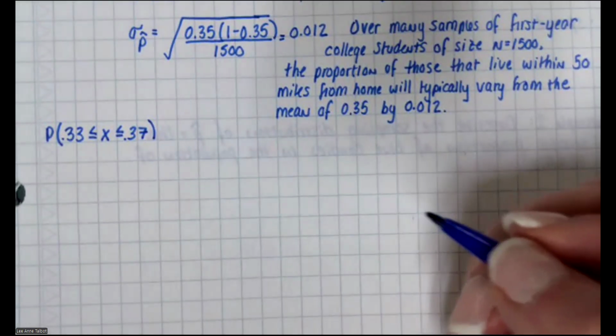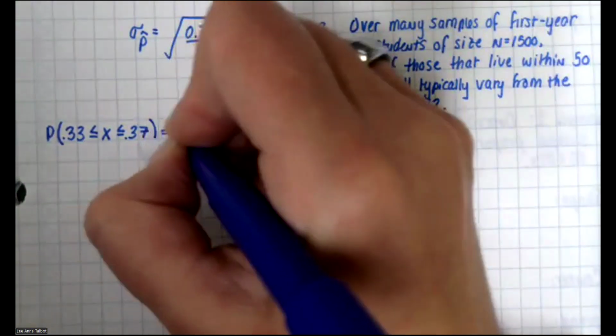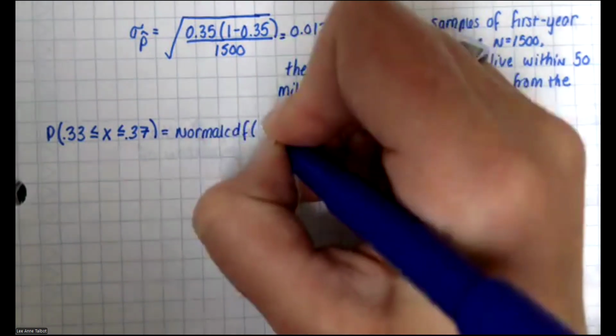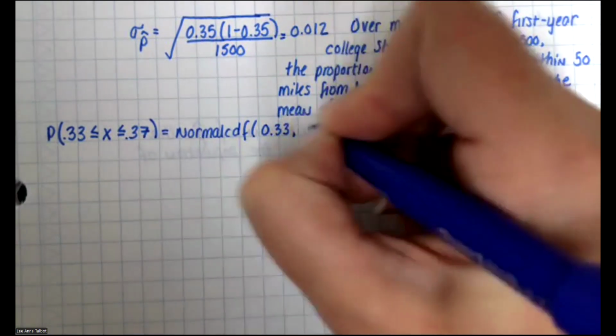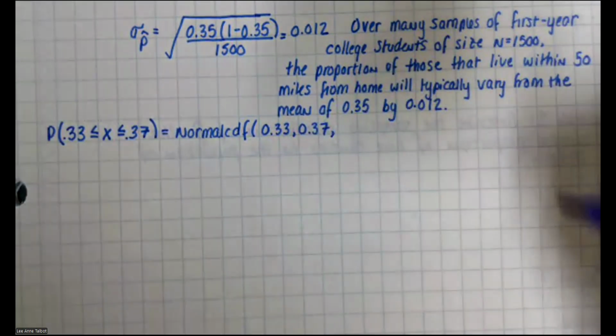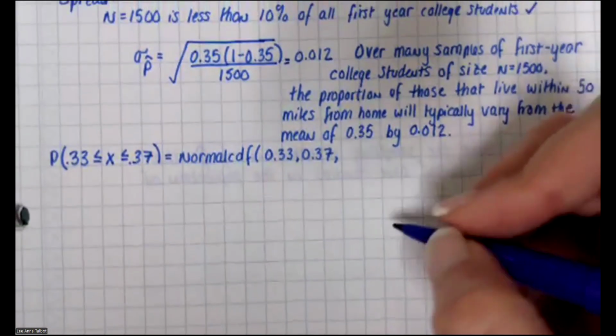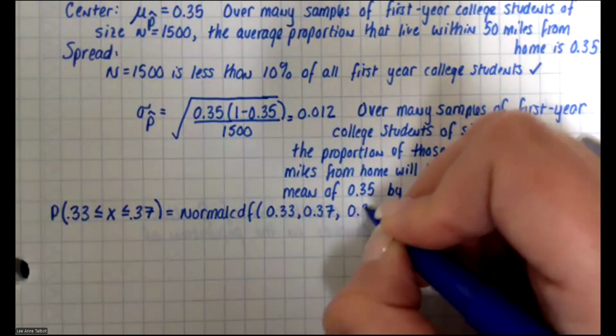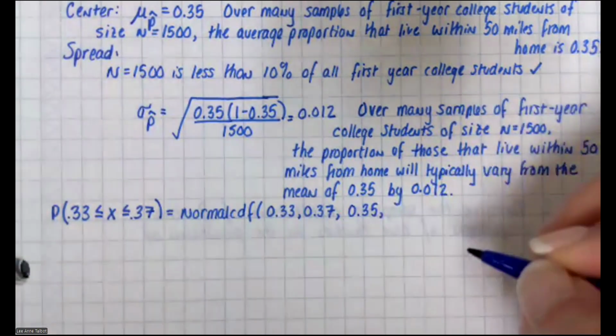That would have been rough on normal CDF. Low. High. What's the mean? 0.35. What's the standard deviation?